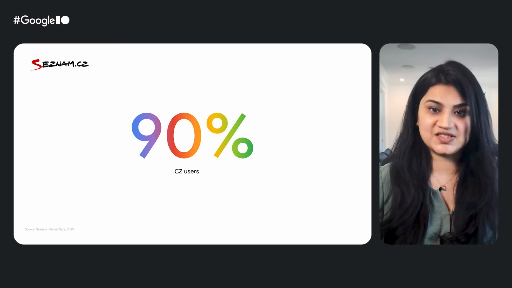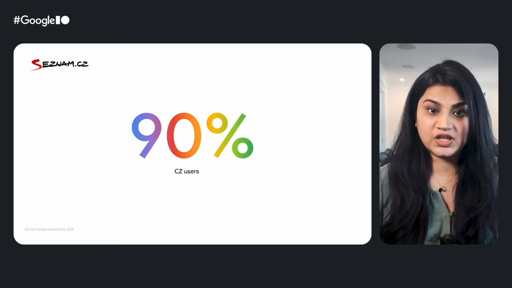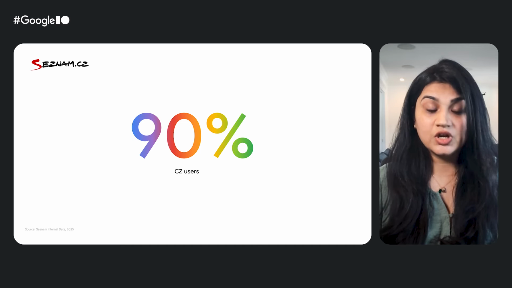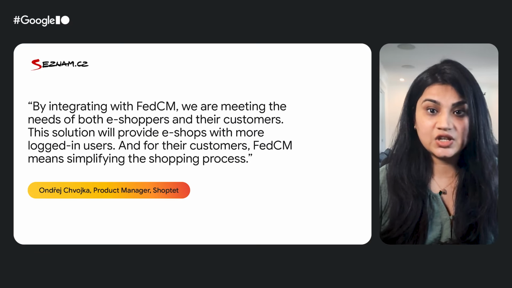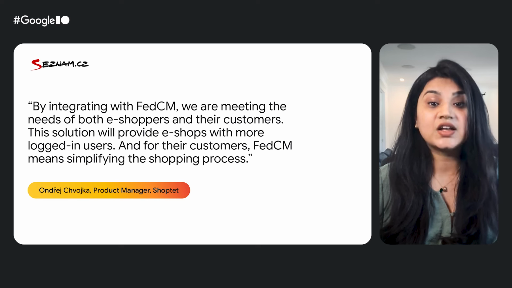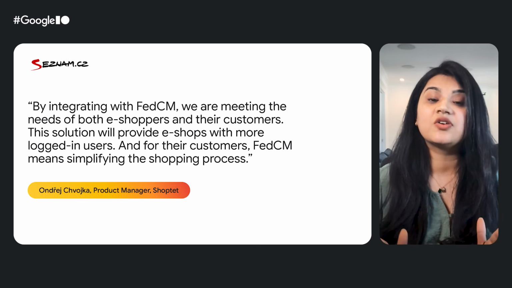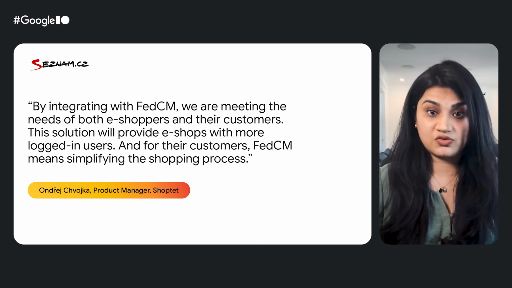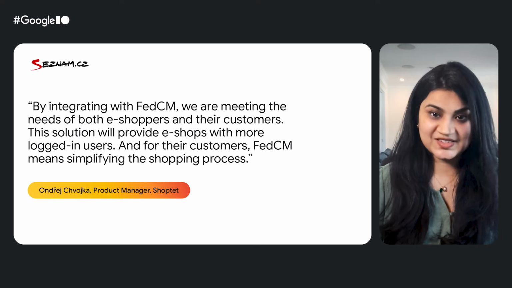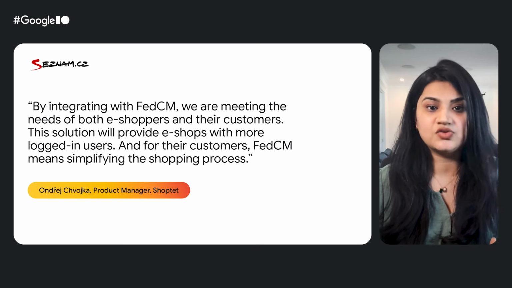Next, I'd like to talk about Sesnem, a leading European technology company, publisher, and identity provider, reaching over 90% of the Czech population. They have integrated FedCM to allow users of the e-shops operating on their partner's platform to sign in using their Sesnem account. In addition to an improved user experience and a consistent identity flow, regardless of third-party cookie availability, they achieved a noticeable increase in user sign-in rates on their advertiser network. This demonstrates how privacy-respecting solutions can positively impact user engagement.